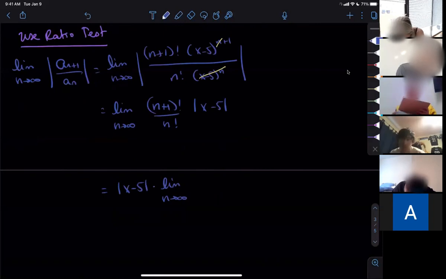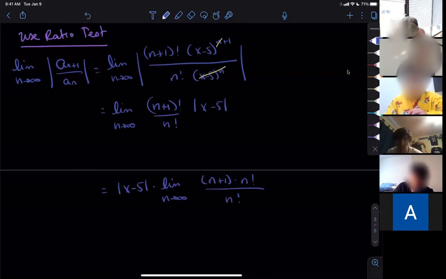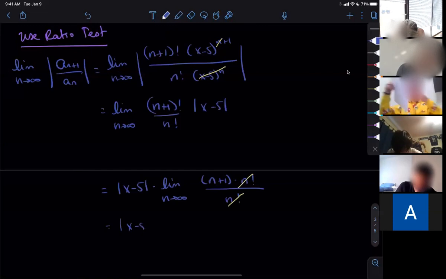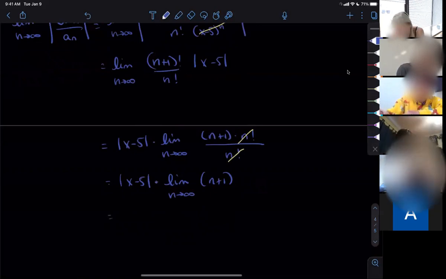And as I don't remember if it was Diego or Zane who recommended, we can do that same old trick. We can write (n plus 1) factorial as n plus 1 times n factorial. And then these n factorials cancel. What's this limit? Infinity. Yeah, it's infinity. So this thing is going towards infinity.